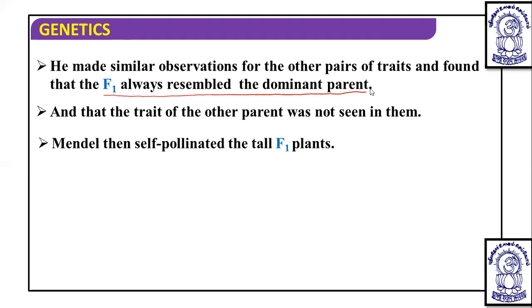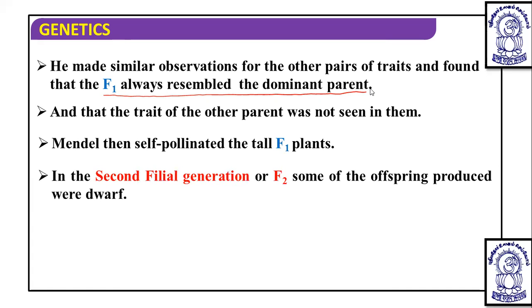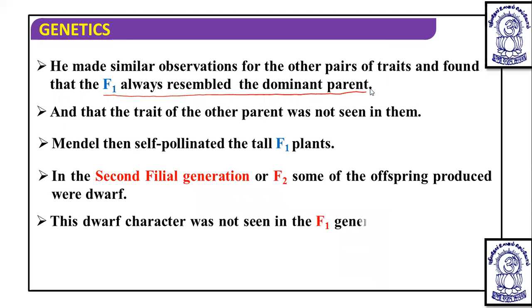So Mendel then self-pollinated the tall F1 plant. What did he do? Self-fertilization of F1 is done. Means F1 tall plant, that is capital T small t, crossed with capital T small t. In the second filial generation or F2 generation, some of the offspring produced were dwarf, and that is the product of self-fertilization of the F1 plant. We have studied that dwarf is only one. This dwarf character was not seen in the F1 generation but expressed in the F2 generation. Means you can understand that this dwarfness is present in the parent, absent in the F1 generation, but again expressed in the F2 generation.